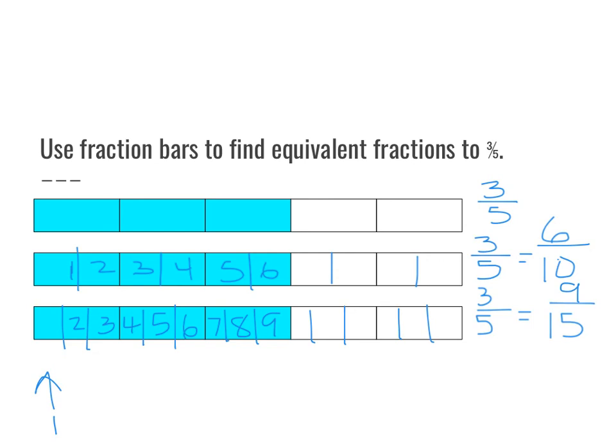All I did was modify the bar, but I did not change the size of the fraction. That's what makes them equivalent. They are all the same size whole, the same exact amount is shaded, but when I modify the bar or change the bar, I am using smaller pieces and sometimes bigger pieces to show that same amount.